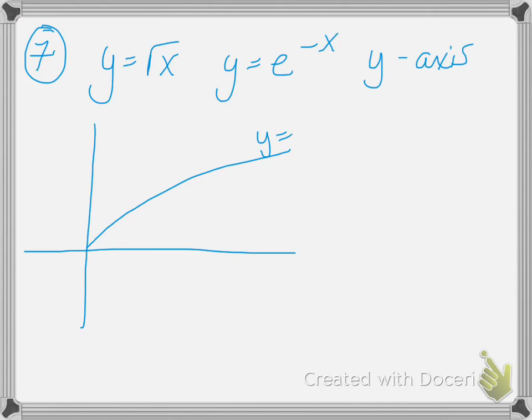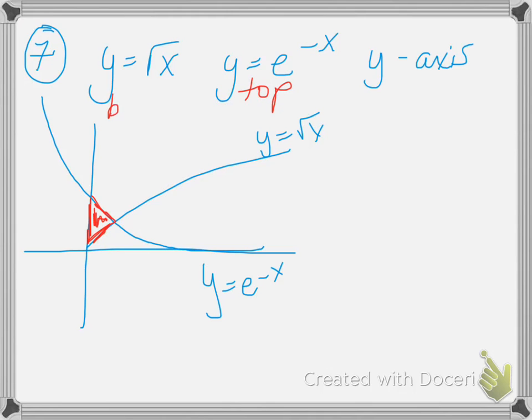This one is y equals radical x. That one is y equals e to the negative x. And so it's bounded by those 2 graphs and the y-axis. So the y-axis is here. So therefore it's got to be this red shaded piece here. And so you can see that the top is going to be the e to the negative x. So I'm going to write that top. And the bottom is going to be the radical x.